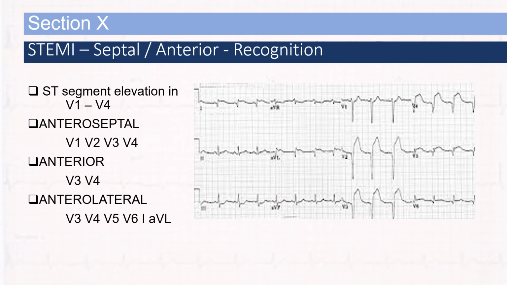Recognition of a septal or anterior wall STEMI is a little bit more complicated than most other STEMIs. As you will see in upcoming slides, it has to do with the way that the septal and anterior wall are supplied with blood. It is unusual that you're just going to get a septal or just an anterior wall STEMI. Usually they occur in conjunction with one another because of the way the blood is supplied to that portion of the heart.